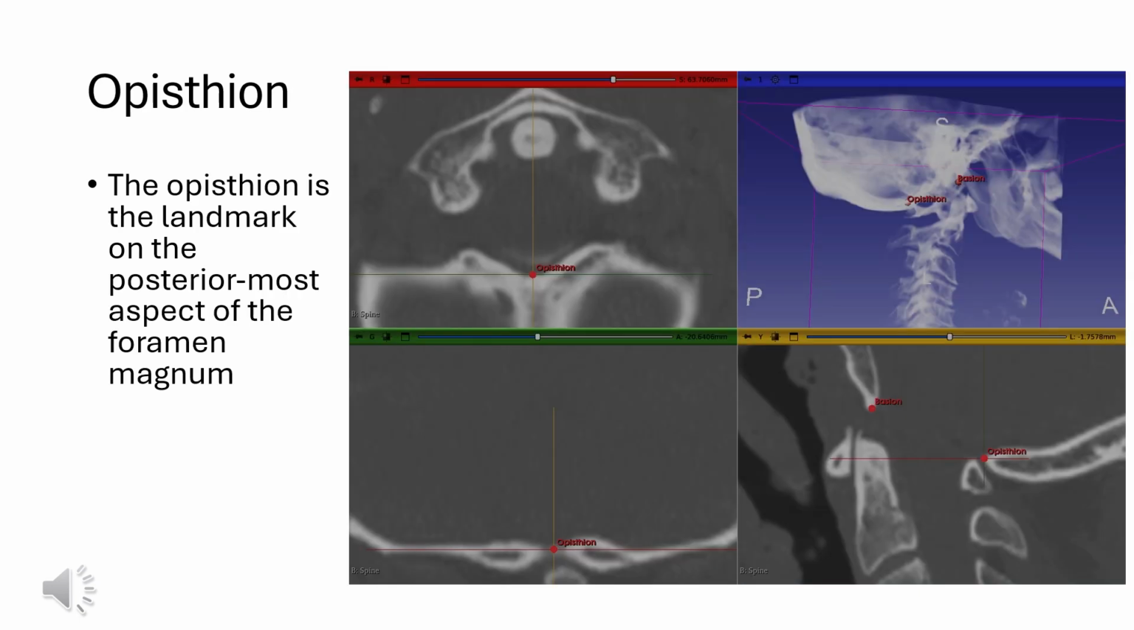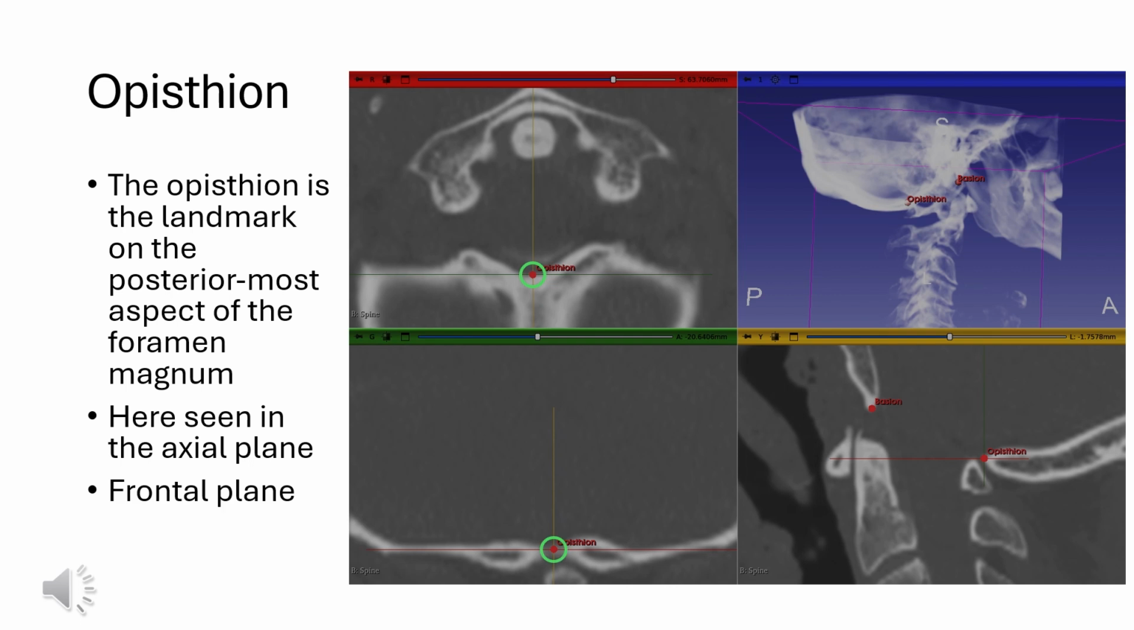Now we will focus on the opisthion. The opisthion is here shown on the axial plane, confirming that it is in the mid-sagittal plane. In the frontal plane, you can see it is at the middle of the skull base. In the mid-sagittal plane, which is one of the most important views, you see the opisthion marks a specific point on the posterior-most edge of the foramen magnum. In this patient and patient positioning, the opisthion is very close to the posterior ring of the first cervical vertebra, but that will vary depending on the patient and the positioning of the head and the neck.